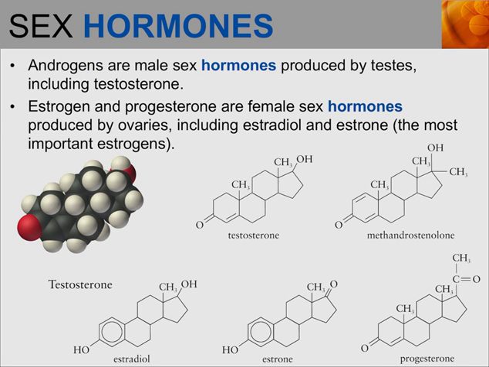So let's look at some other sex hormones as well. So there are male sex hormones that are produced by testes, including testosterone. So that's shown here. And that actually looks pretty similar to estradiol that we saw earlier. And then estrogen and progesterone are female sex hormones that are produced by ovaries. So this includes estradiol and estrone. And then progesterone is shown as well. So these all look pretty similar to each other. They're not that different, but they make a huge difference in our biology.